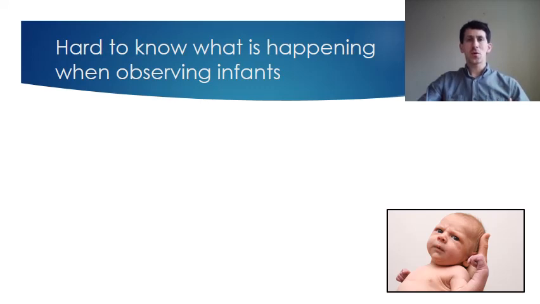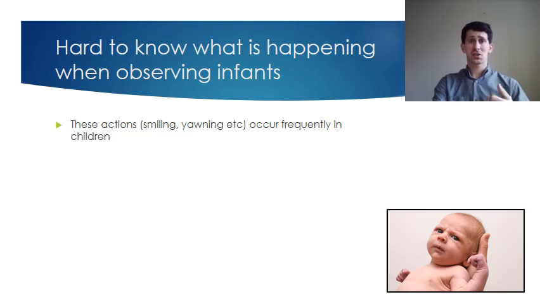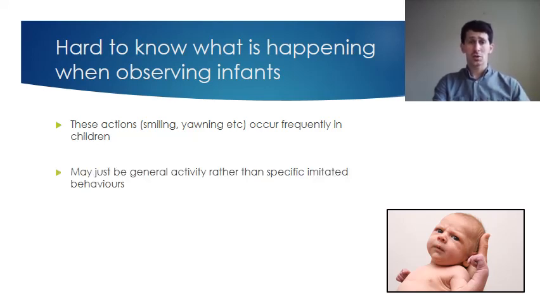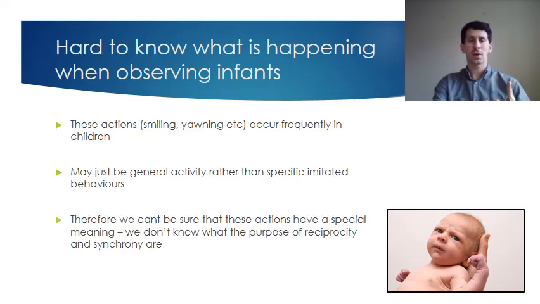So one of the key problems with this idea of interactional synchrony and reciprocity is that it's very hard to know what's actually happening when you're observing young children or babies. Because actions like yawning, smiling, they occur an awful lot in children. And what we're observing might just be their general activity levels. It might have nothing to do with them trying to copy someone's behaviour. Okay, so it might just be general activities and not the imitated behaviours we think they're doing.